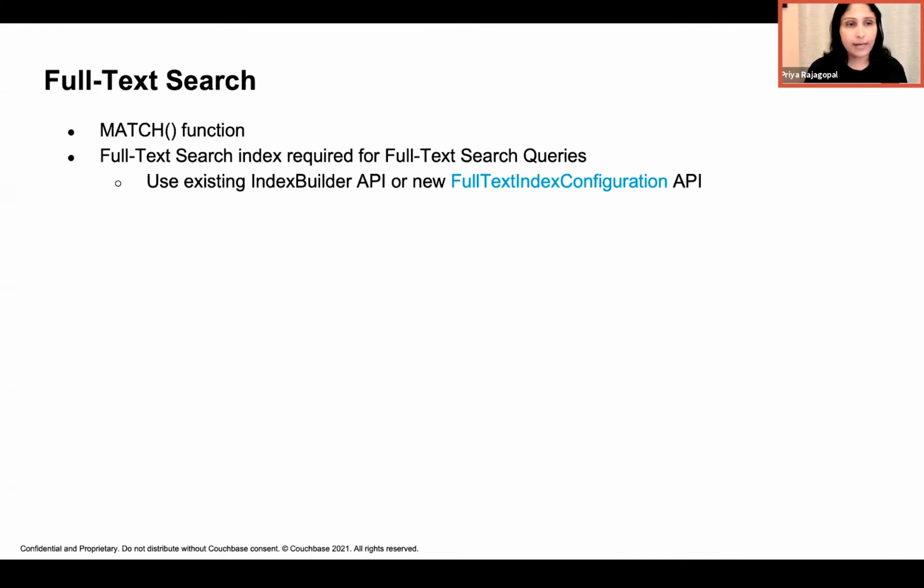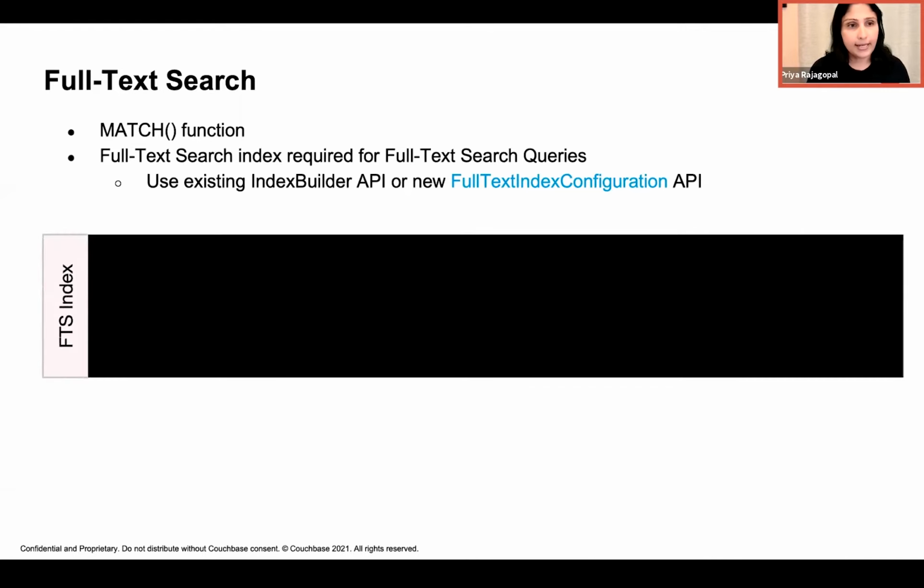Unlike regular queries, when we talk about full text search queries, you have to create a full text search index. Once again, you have two options by which that index can be created. You can use the existing Query Builder API, or you can use the new index configuration API that we just introduced in the previous slide.